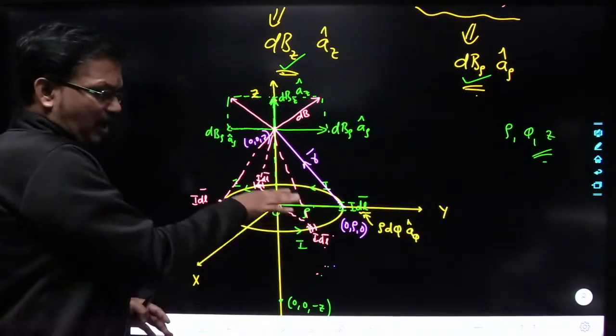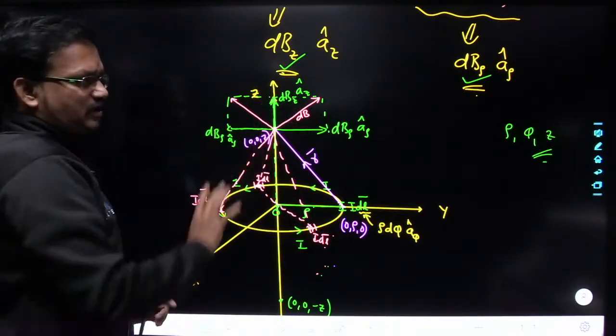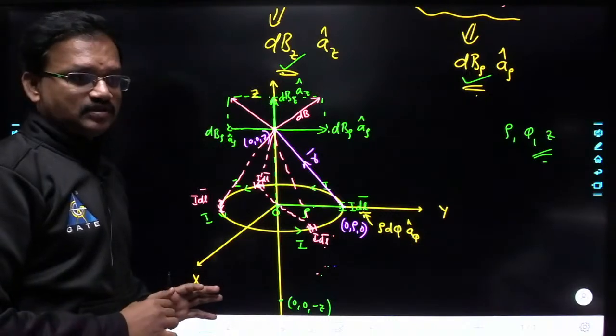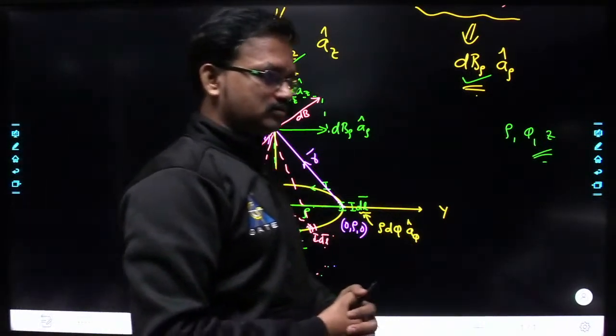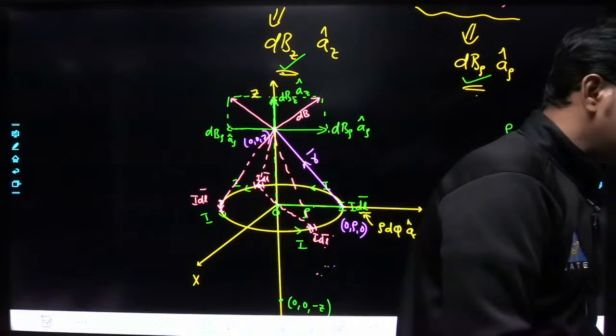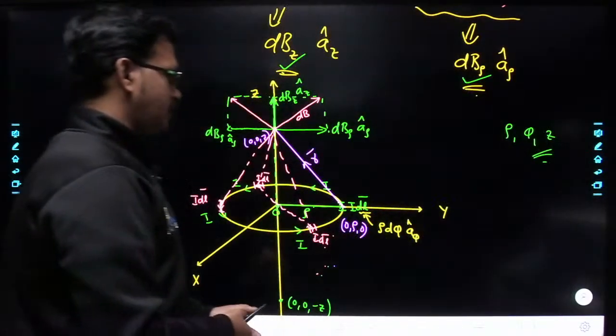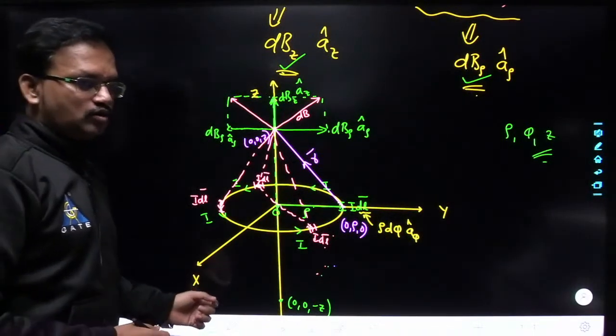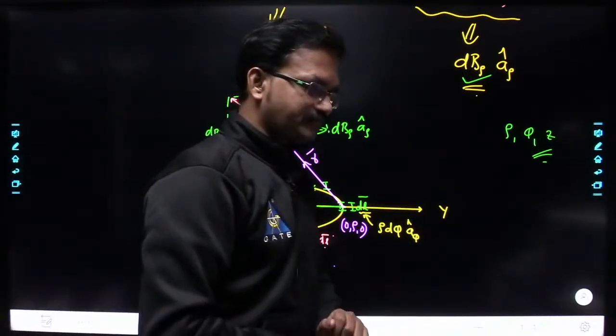But here the component that is parallel to the XY plane is nothing but a rho cap. Yes or no here? Understood? Yes? Okay. Is it clear? Tell me here.